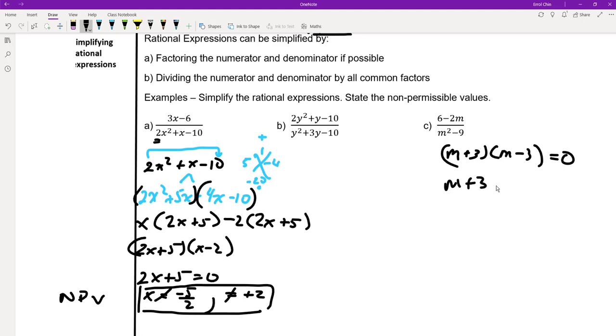So m plus 3 is equal to 0. I'm going to solve. M is equal to negative 3. But we can't allow that because it's a non-permissible value. The other factor, m minus 3, is equal to 0. I move the negative 3 over, it becomes positive 3.